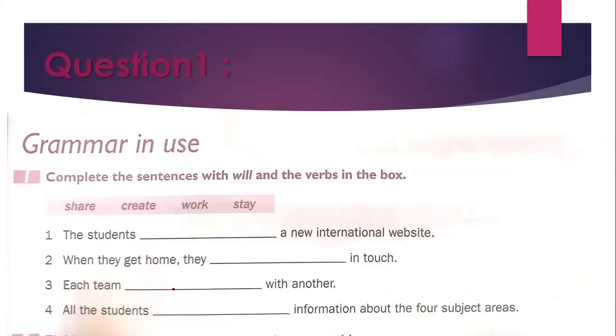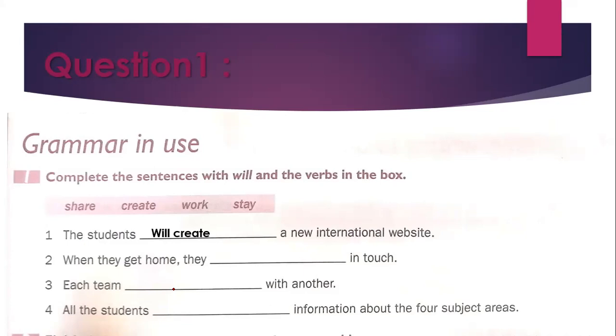Now, let's start with page 9. Number 1, complete the sentences with will and the verb in the box. Again, we use will and be going to talk about future actions. So here we have the verbs share, create, work, and stay. The students, a new international website. So here you are going to use will plus any verb from the box. So the correct answer will be, the students will create a new international website.